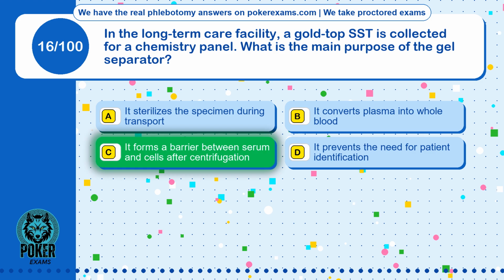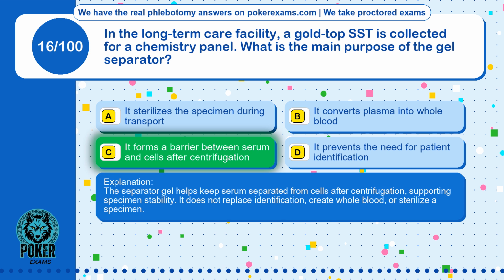The correct answer is option C. It forms a barrier between serum and cells after centrifugation. The separator gel helps keep serum separated from cells after centrifugation, supporting specimen stability. It does not replace identification, create whole blood, or sterilize a specimen.